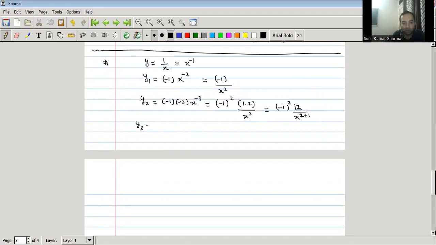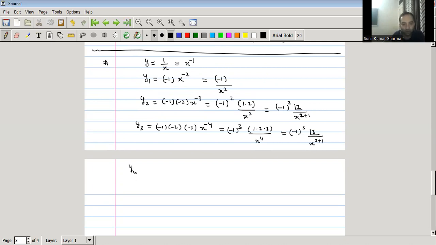So now y3 is minus 1, minus 2, minus 3, x power minus 4. So how will we write this? Minus 1, you can take minus common. So we have minus 1, minus 1, minus 1. So (minus 1) to the power 3. And in bracket, what do we have? 3 into 2 into 1, or you can write 1 into 2 into 3, divided by x power 4. How will we write this? (Minus 1) to the power 3 into 3 factorial, x power 3 plus 1.